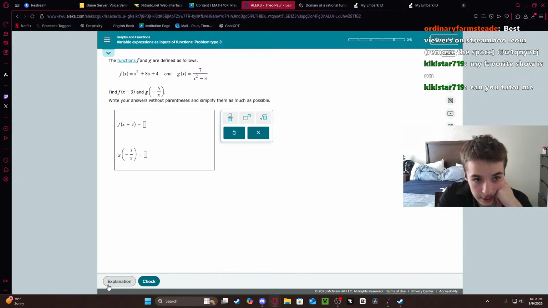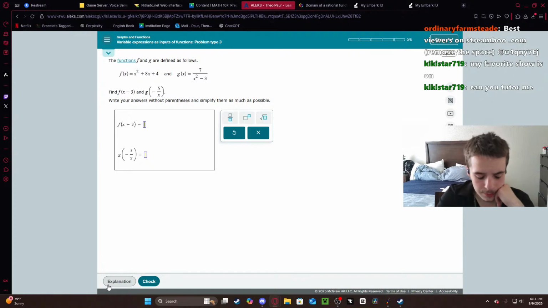Okay, so f of x, for every x in the f function, we have to replace the x with x minus 3. So we get x minus 3 squared plus 8 times x minus 3 plus 4.